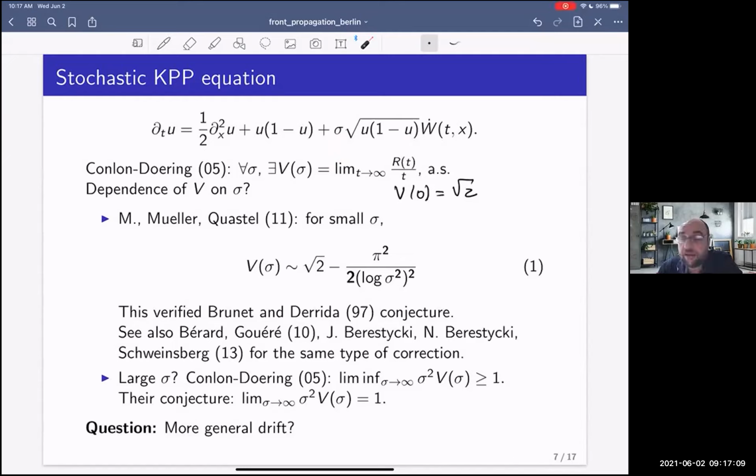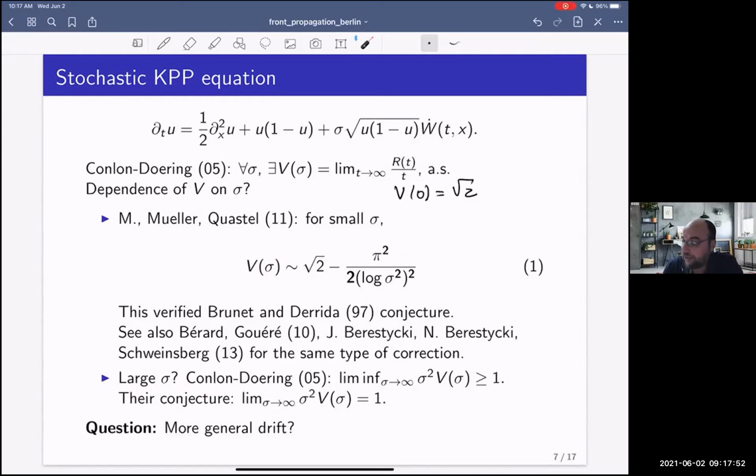And the second remark: adding this noise slows down the propagation of the equation. So this correction is with sign minus, so the propagation slows down. This noise has a killing effect on this equation at the tail, and we'll get back to this point later. So this gives asymptotics for sigma small. What happens with asymptotics for sigma large?